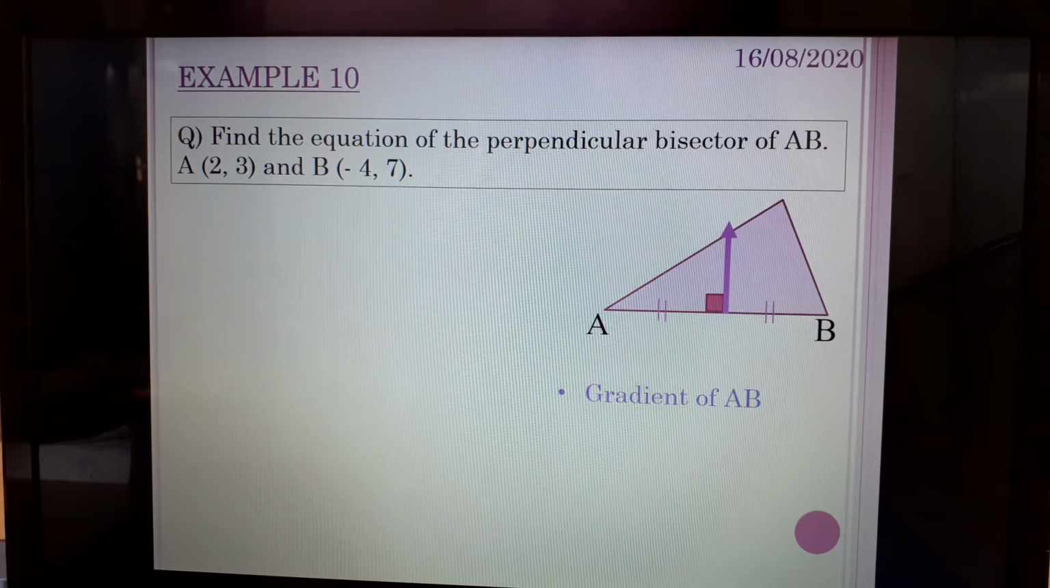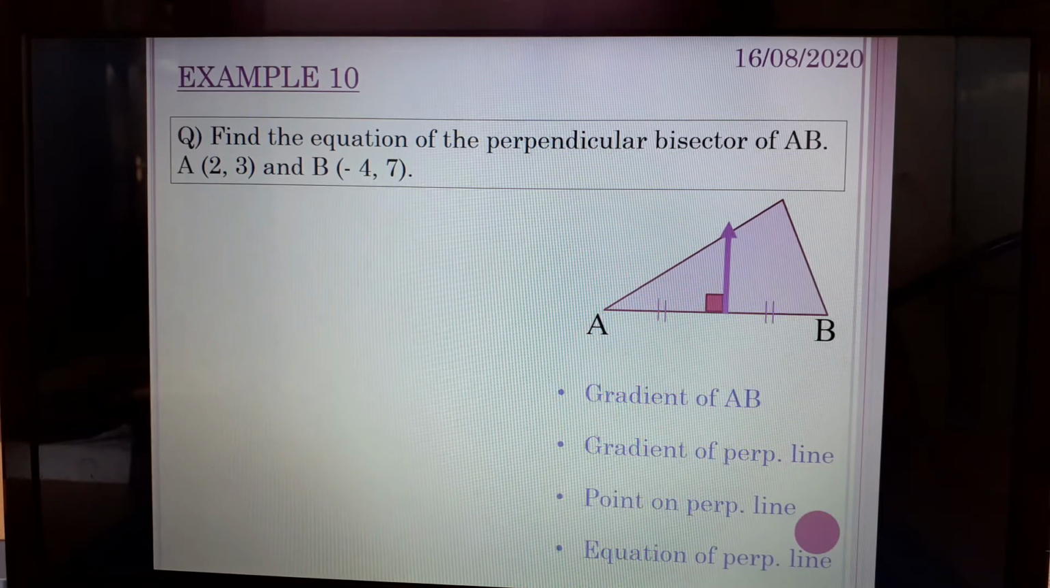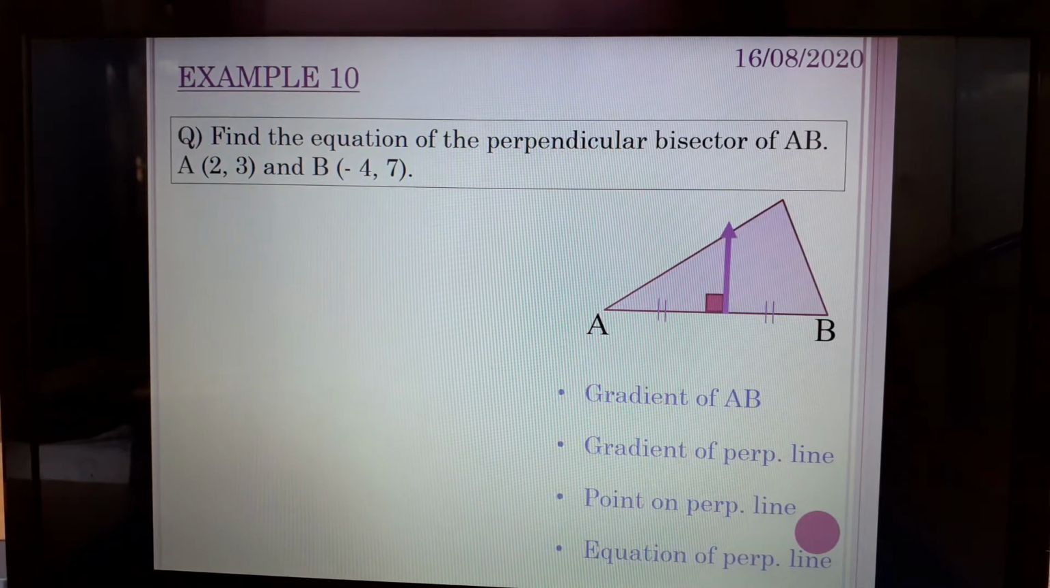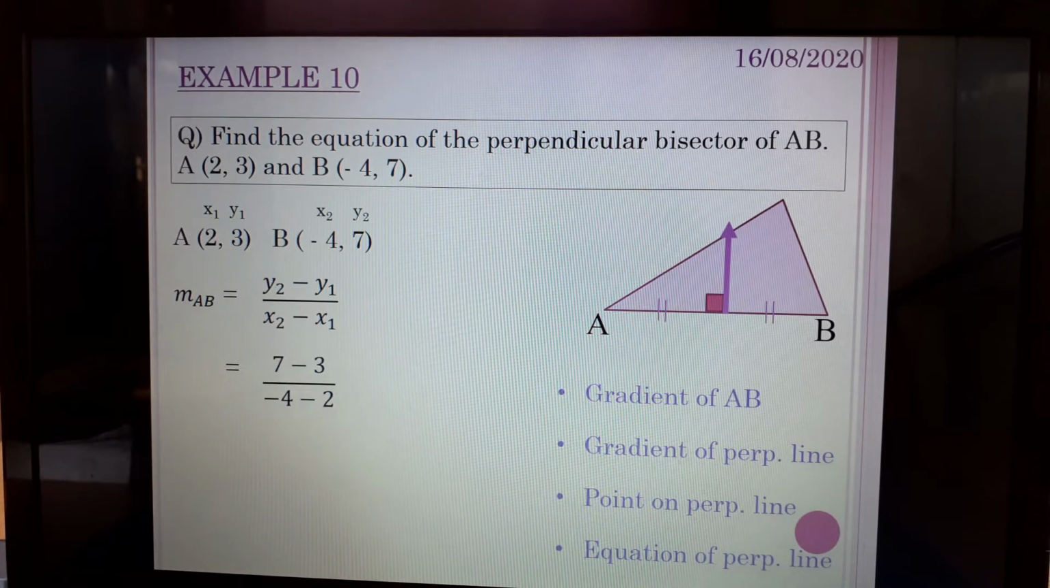So we're going to find the gradient of AB. That will help us to find the gradient of the perpendicular line. We'll find the point on the perpendicular line, which is the centre of A and B. And then we'll find the equation of the perpendicular line. Okay, so here we have our coordinates A and B. So the first thing we'll do is find the gradient of AB. Okay, so 7 minus 3 over minus 4 minus 2.